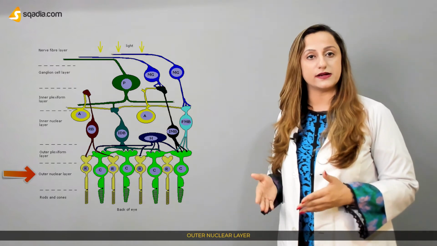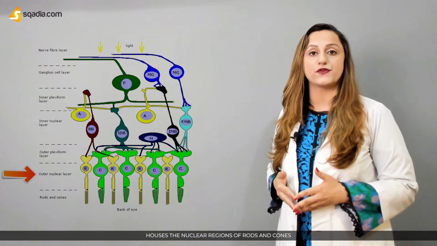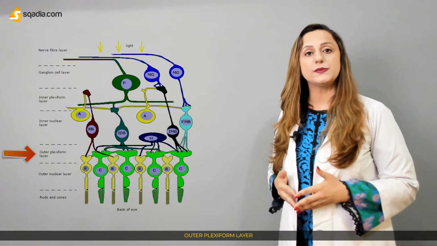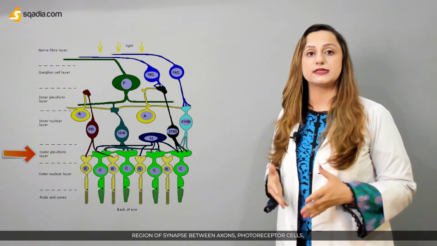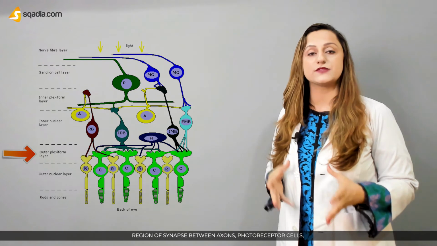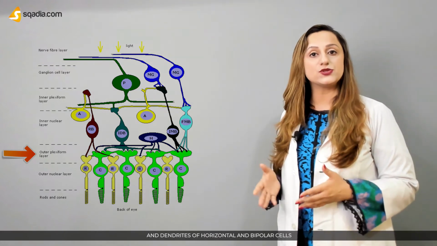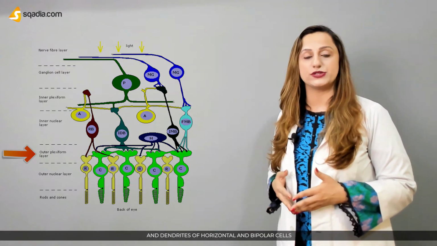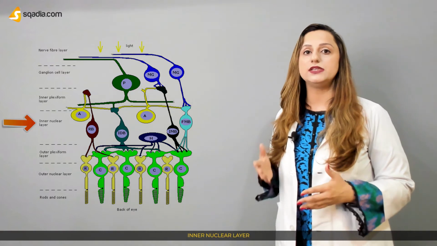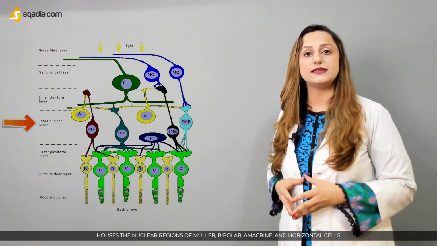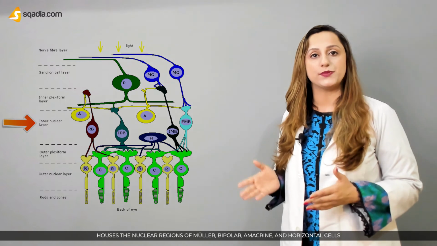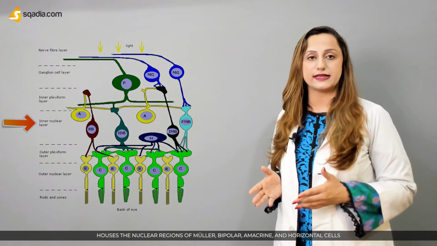Outer nuclear layer houses the nuclear regions of rods and cones. Outer plexiform layer, it is the region of the synapses between the axons of photoreceptor cells and dendrites of the horizontal and the bipolar cells. Then we have the inner nuclear layer that houses the nuclear regions of Müller, bipolar, amacrine and horizontal cells.